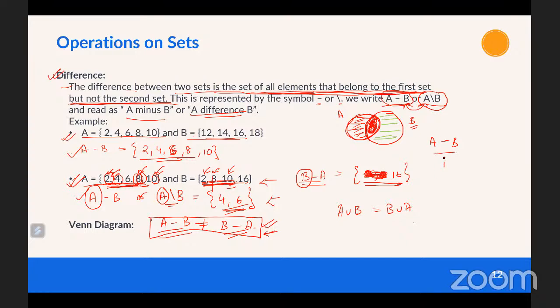Now, if you do B minus A, this is the set B, right? This is the set B. And you are removing the elements which are common to both. So again, you are removing this region, right? You are removing this region, so you will get this region. So these sets A minus B and B minus A are different sets. Okay, these are not the same.